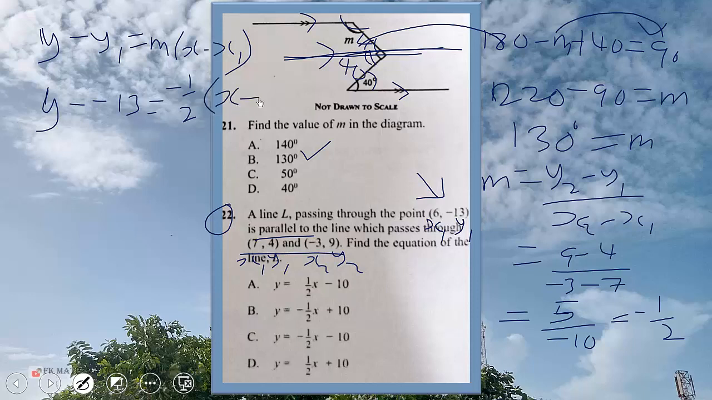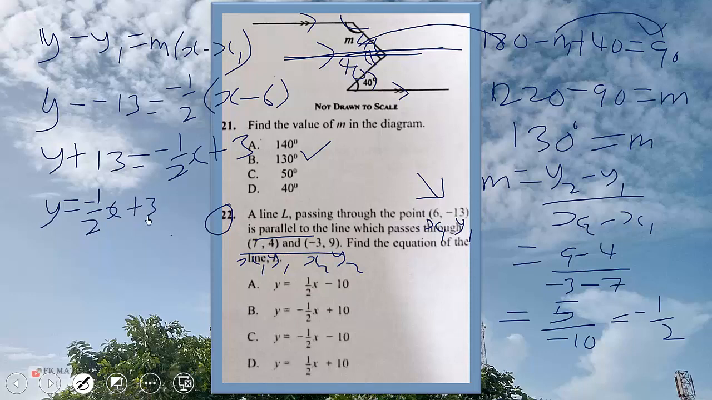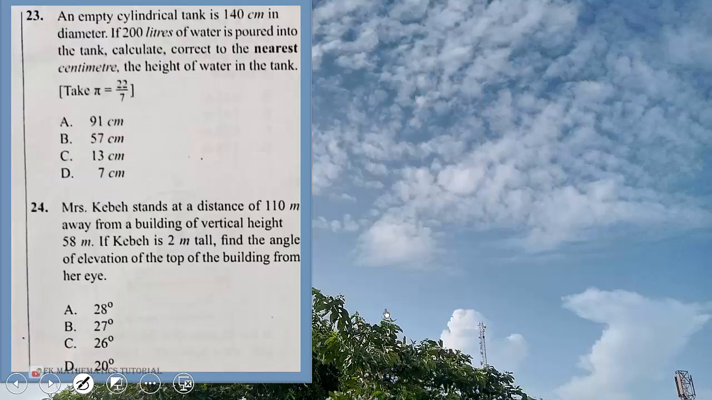So x minus 6. Now y plus 13 will be equal to negative half x. Then negative half times negative 6 is plus 3. So y will be equal to negative half x plus 3 minus 13. So this will give you y equals negative half x minus 10. So that will give us option C as the correct answer.